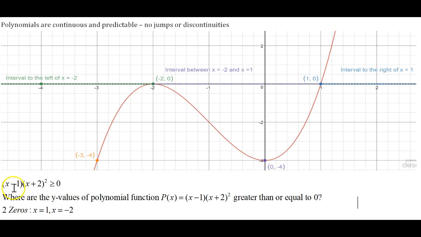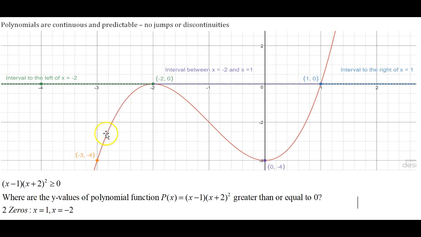So this is really asking where are the y values of the polynomial function x minus 1 times quantity x plus 2 squared, where are the y values from that greater than or equal to 0? That's what this is really asking.